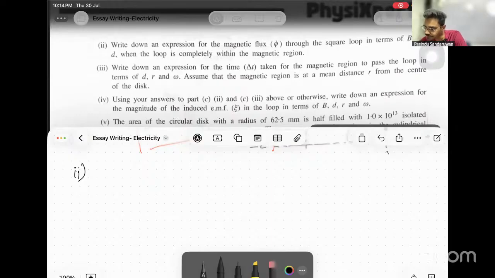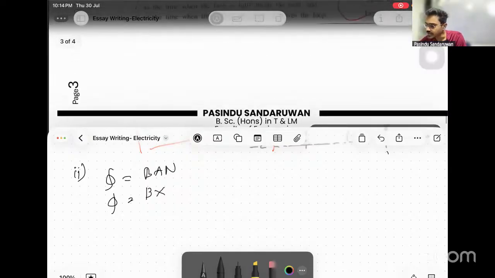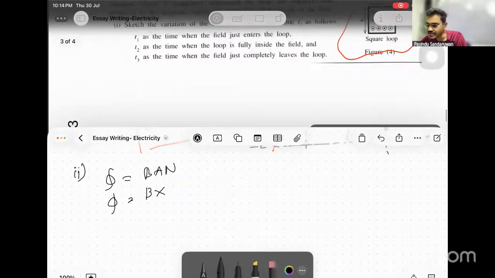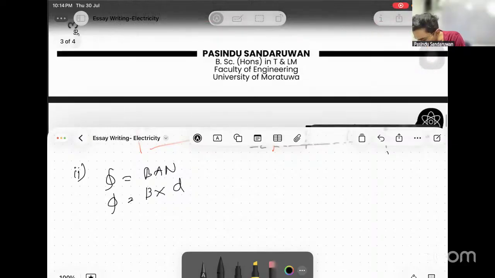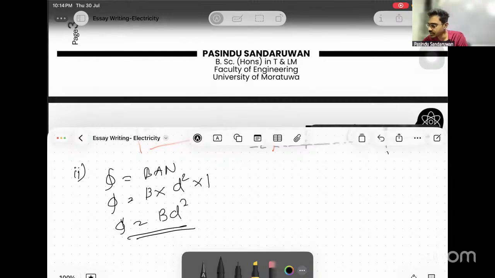Okay, then we know phi. Phi is written as B and... the equation of phi is BA. Then B is given as B, and the area of this loop, if the side length is d, is d squared. Number of turns, only 1. Then phi equals B d squared. Right? It is done. Part 3.